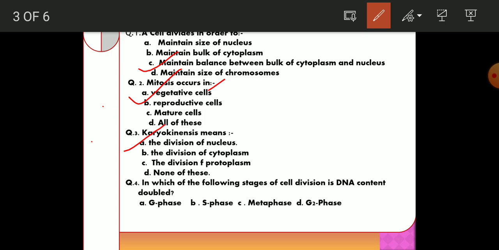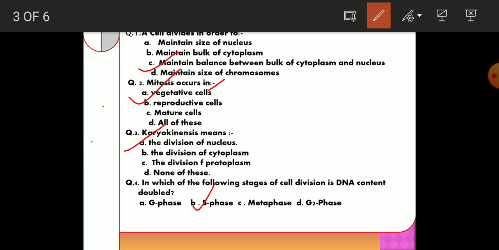Then comes question number 4: in which of the following stages of the cell division is the DNA content double? The options are G1 phase, S phase, metaphase, or G2 phase. The answer is the S phase, because the S phase is the synthesis phase, and that's why in the S phase the DNA content is double.